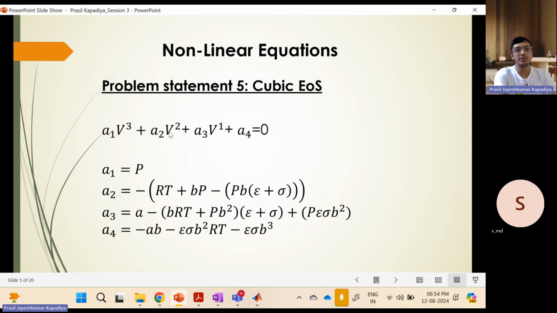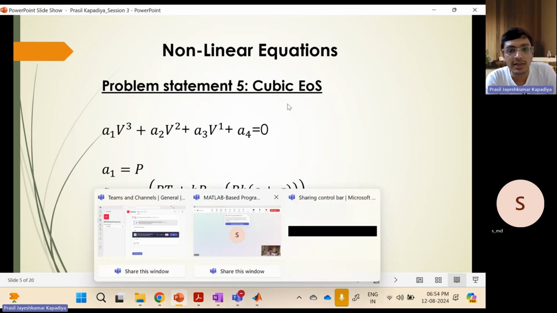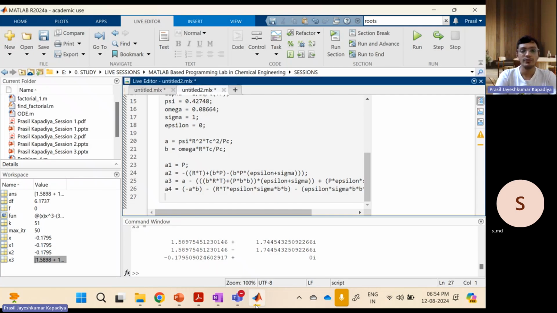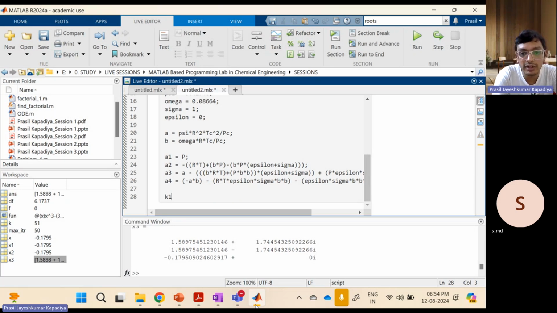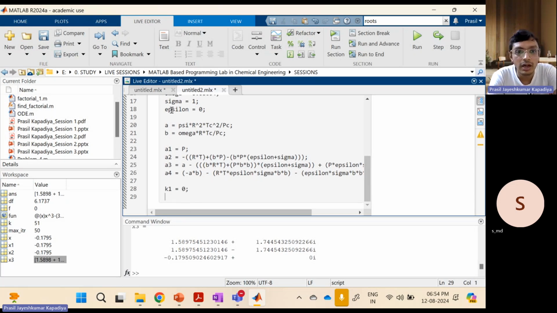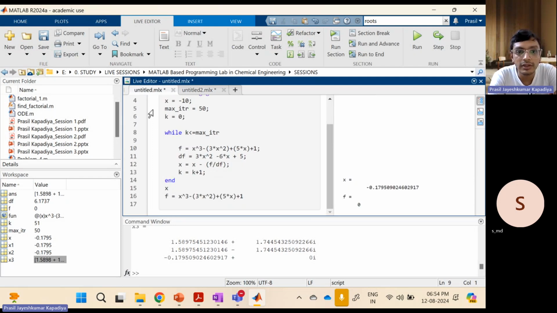My equation is A1 V cube plus A2 V square plus A3 V plus A4 is equal to 0. Correct? So now, how can I solve this? Let's say I want to solve this equation using the Newton-Raphson method. So I will do K1 is equal to 0, like earlier we did. Let me copy from here only.